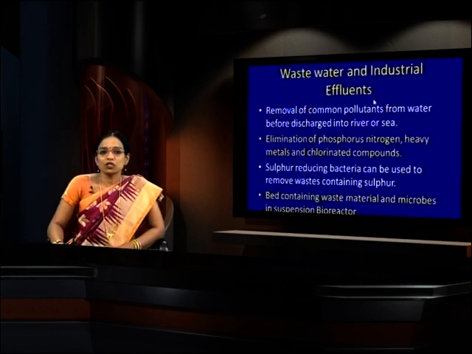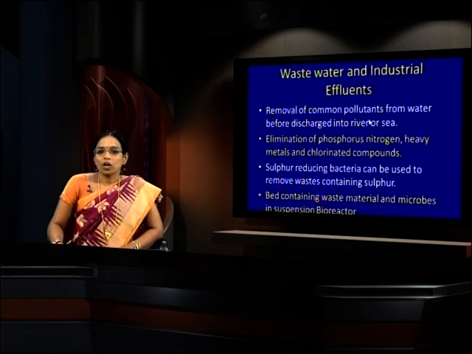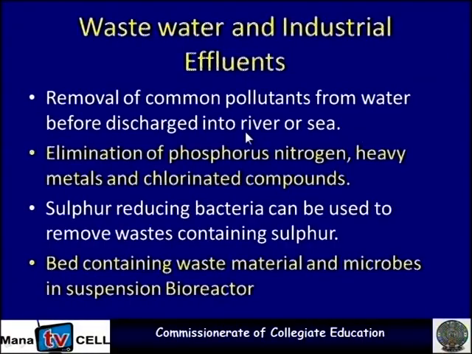In wastewater and industrial effluents, we can remove common pollutants from water before discharge into a river or sea. Phosphorus, nitrogen, heavy metals and chlorinated compounds can be completely eliminated. Sulfur reducing bacteria can be used to remove waste containing sulfur, and the bed containing waste material and microbes is placed in suspension bioreactors. Thereby, we can degrade the pollutant.